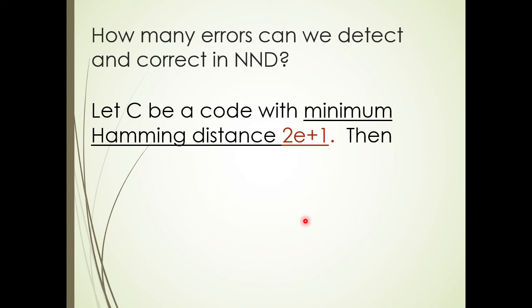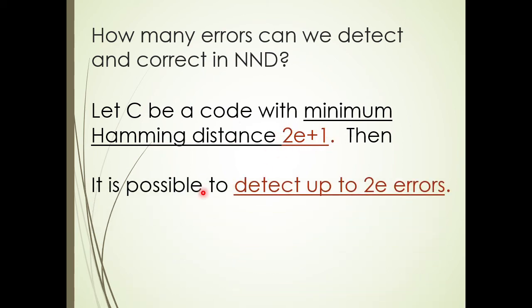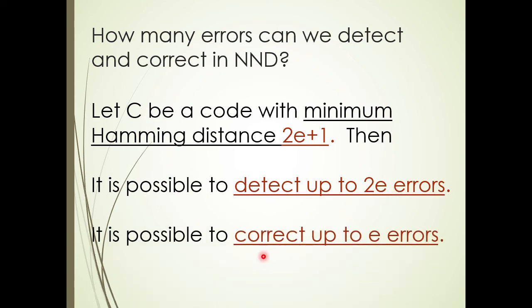Now, what does the minimum distance do in relation to how many errors the nearest neighbor decoding can detect and correct? So this is how we explain. Suppose that C is a code with minimum distance 2e plus 1. Then, it is possible to detect errors up to 2e bits. So meaning, if this is the minimum distance, our code can detect up to 2e bits of errors, and it can correct up to e bit errors.